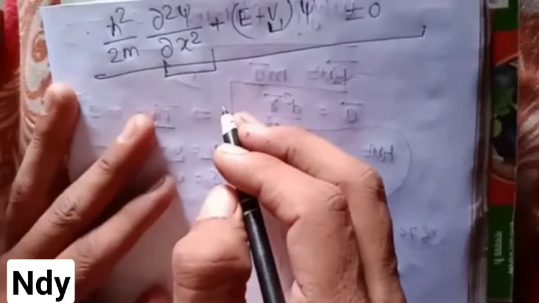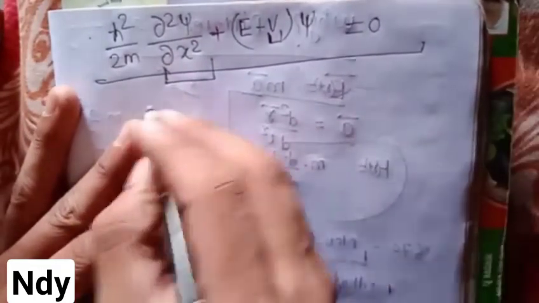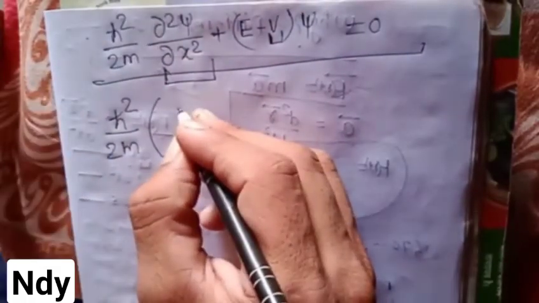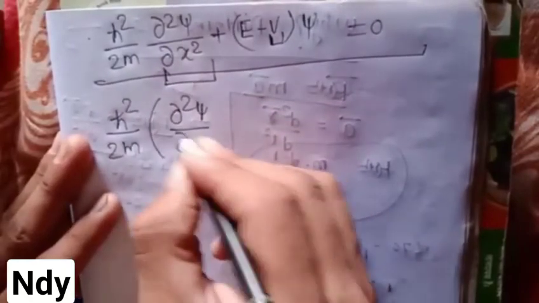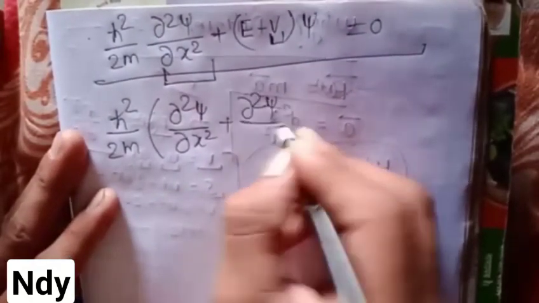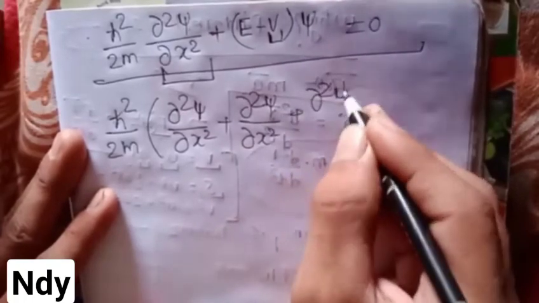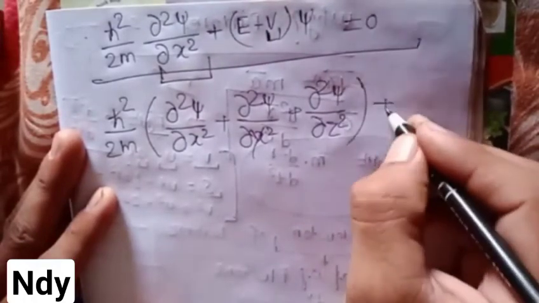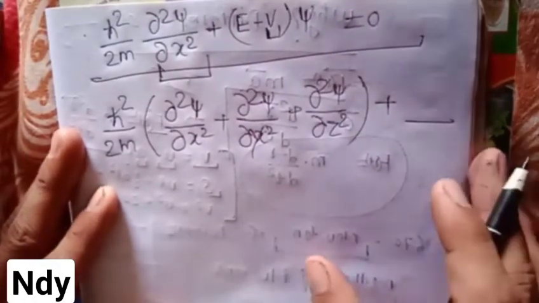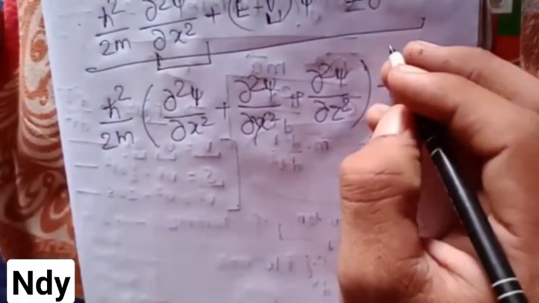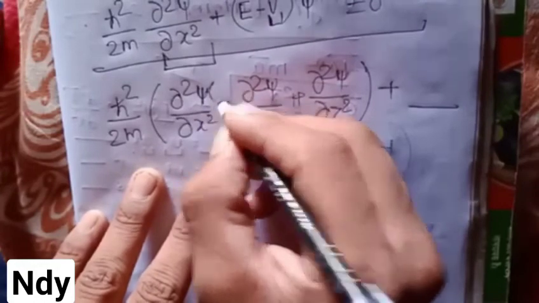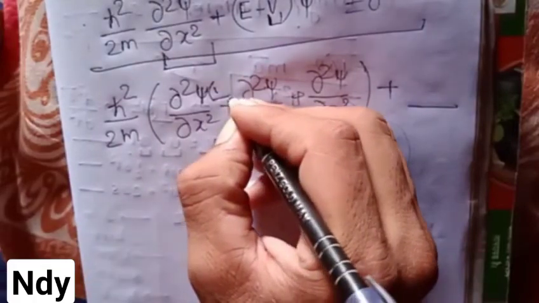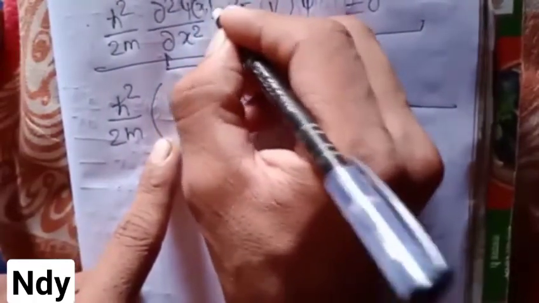So in the case of three dimensions, this becomes h cross square by 2m, and this becomes a partial differential equation, del 2 psi by del x2 plus del 2 psi by del y2 plus del 2 psi by del z2, plus the same other terms. Here psi will be a function of x, y, z and t. In the previous case it is a function of x and t only.